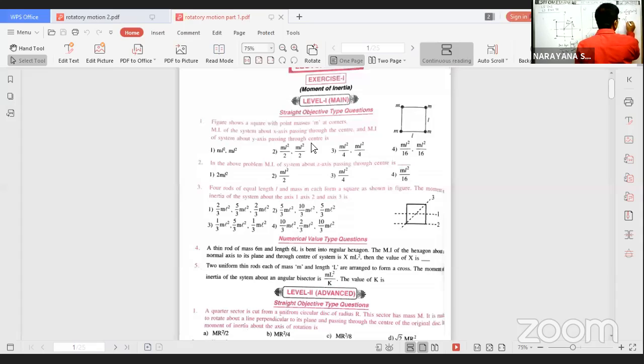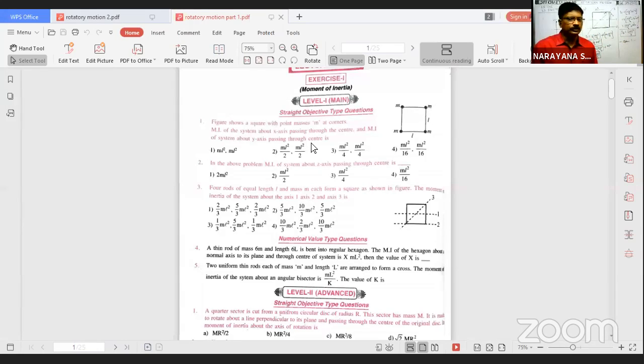So 4 into ml square by 3 into sine square 45. That is equal to ml square by 3 into 4 into sine 45, which means 1 by root 2, square means 1 by 2. 2 2s are cancelled. Therefore, I3 is equal to 2 ml square by 3. Okay. This is the formula. I think 2 ml square by 3 means the first option is correct. Option 1 is correct.